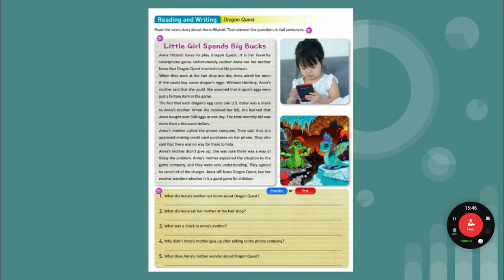When she received her bill, she learned that Anna bought over 500 eggs in one day. The total monthly bill was more than $1,000. Anna's mother called the phone company. They said that she had approved making credit card purchases on her phone. They also said there was no way for them to help. Anna's mother didn't give up. She was sure there was a way of fixing the problem. Anna's mother explained the situation to the game company, and they were very understanding. They agreed to cancel all the charges. Anna still loves Dragon Quest, but her mother wonders whether it's a good game for children.